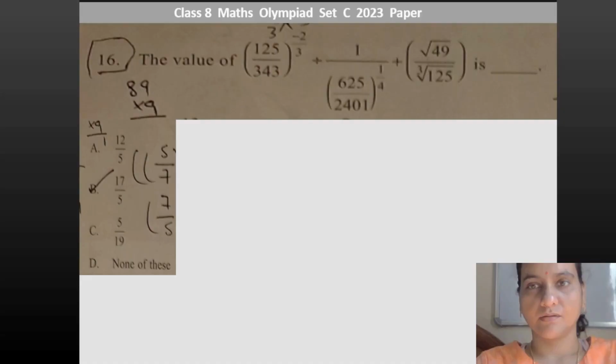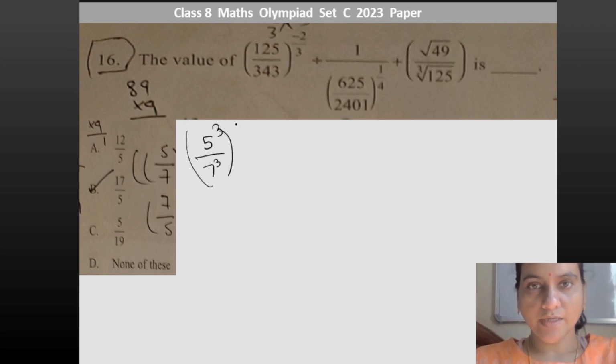Let's start. Let's do this question. The value of (125/343) raised to the power of minus 2/3, divided by this particular fraction here, huge one, plus this, is how much we need to find out. So first let's simplify this particular exponential power here. 125 is 5 cube and 343 is nothing but 7 cube, raised to the power of minus 2/3.